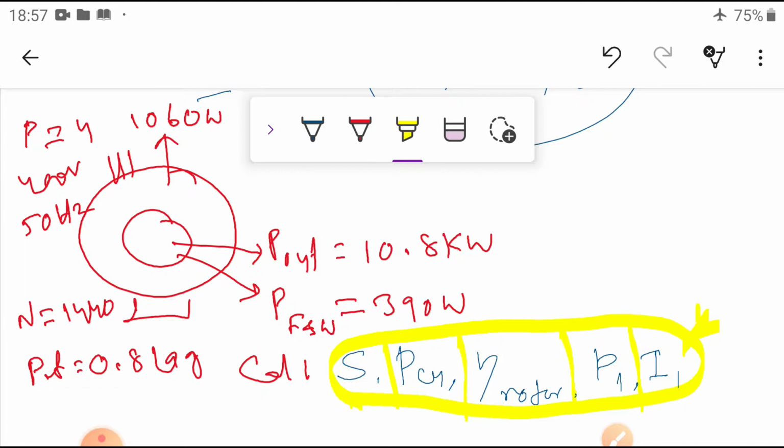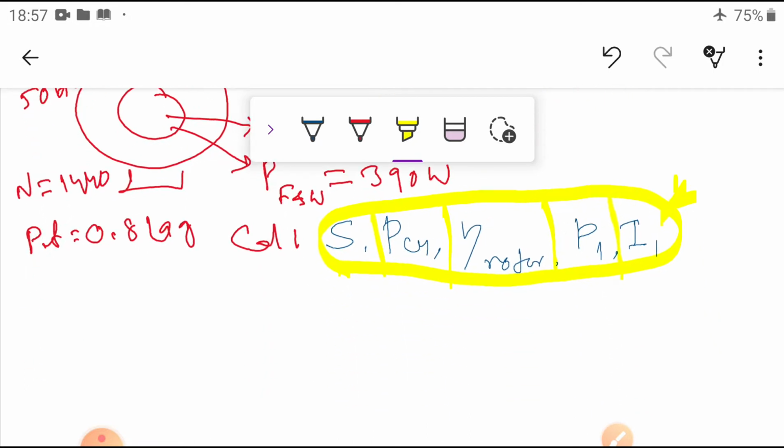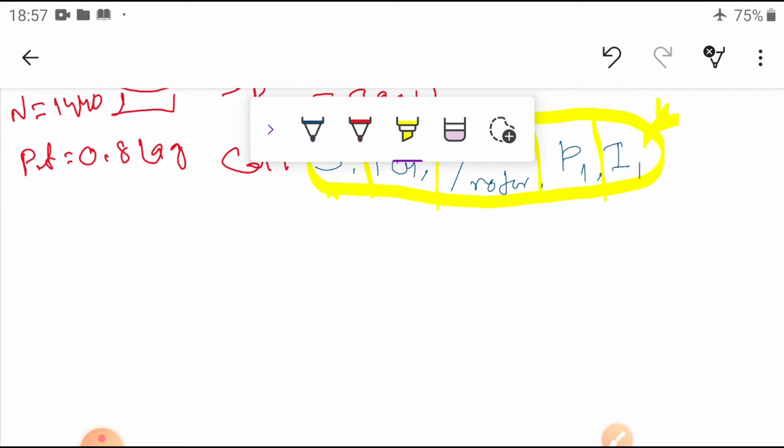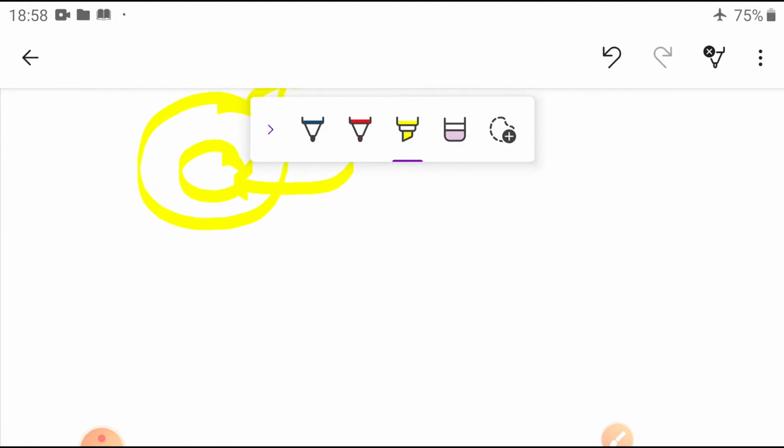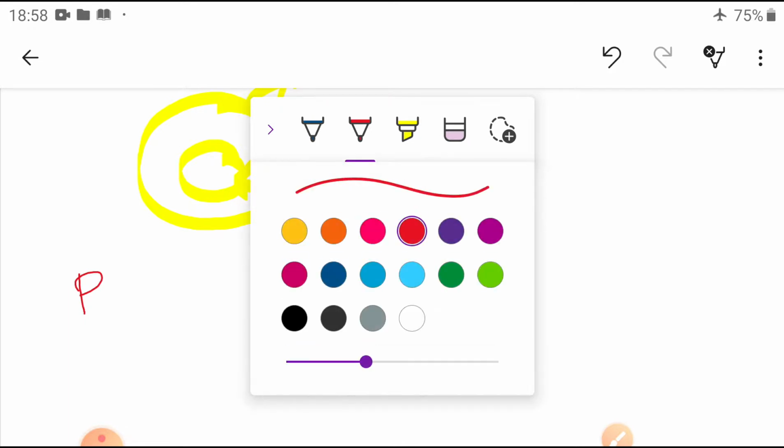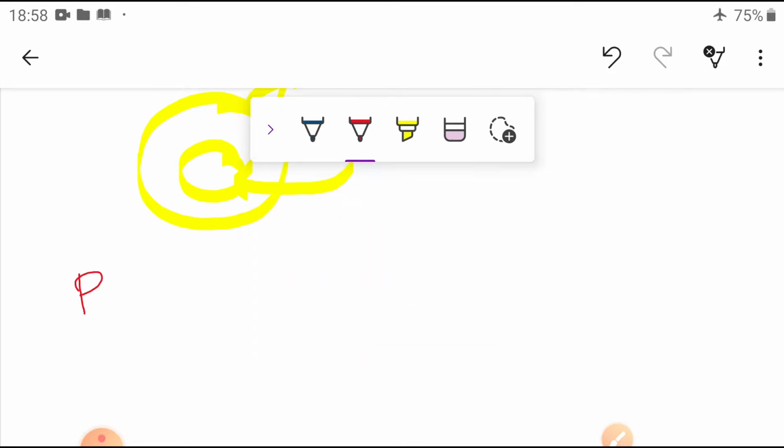So what he has given is from the output side, so we have to go from output to input. The given data is on the rotor side, and we are going to find the stator side. We already know that, so here P1. So we can see that one.